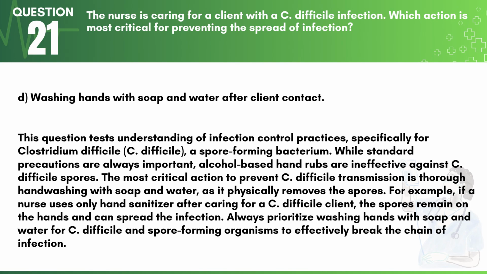Answer: D. Washing hands with soap and water after client contact. This question tests understanding of infection control practices, specifically for Clostridium difficile, C. difficile, a spore-forming bacterium. While standard precautions are always important, alcohol-based hand rubs are ineffective against C. difficile spores. The most critical action to prevent C. difficile transmission is thorough handwashing with soap and water, as it physically removes the spores.